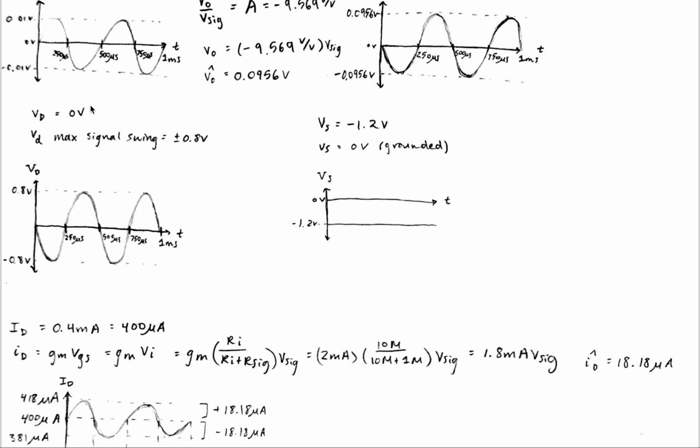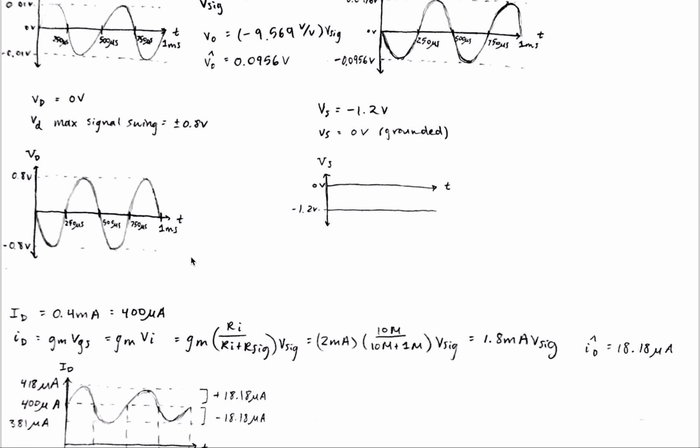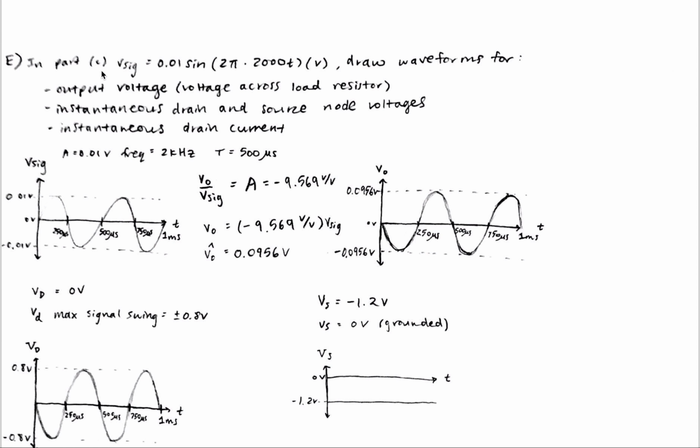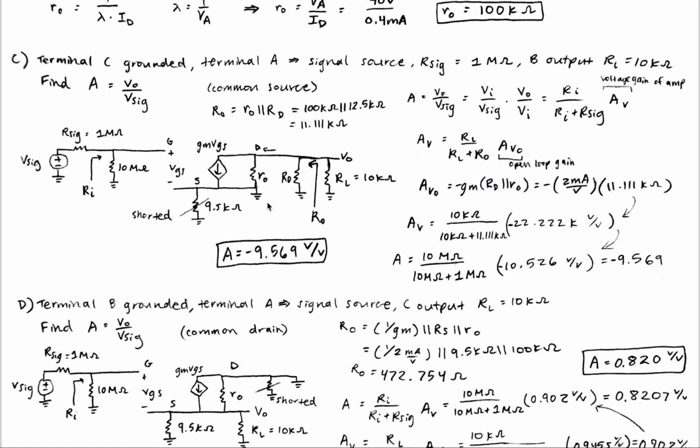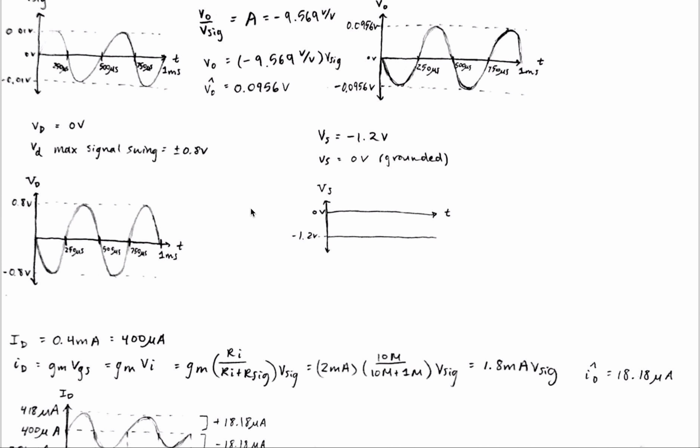For VD, the DC value of VD we calculated before was 0 volts, and we were given the max signal swing of plus or minus 0.8 volts. So this is at 0 right here, and then this is the signal swing. And for VS, there's no AC value because for this portion we're using the same circuit as in part C, so that means that the source is grounded. So there is no AC signal, or it's equal to 0 volts basically. And then there's only this DC VS equal to negative 1.2 volts, so it's a constant line like this.